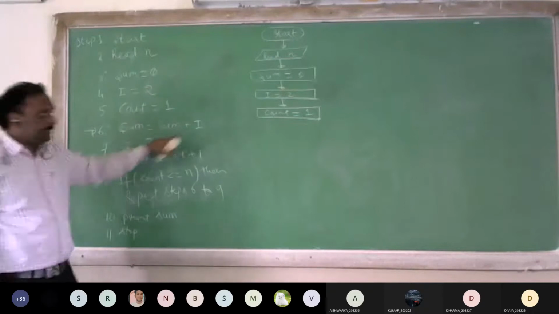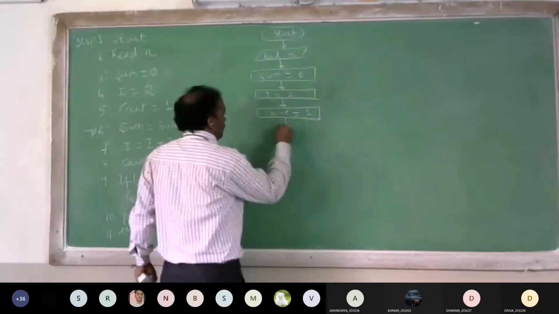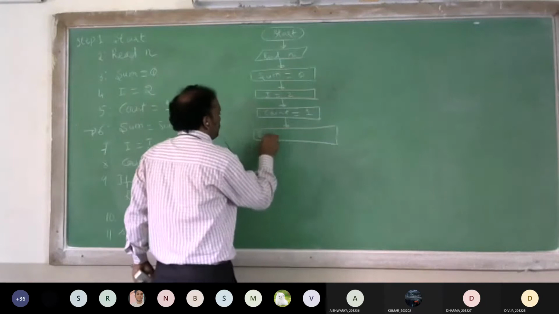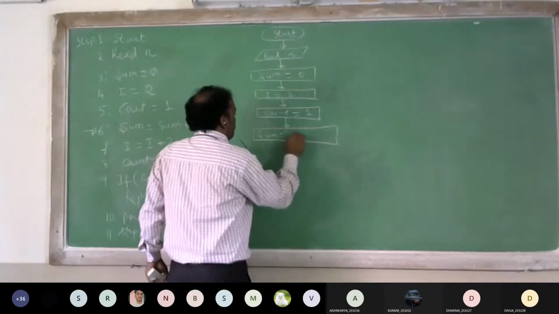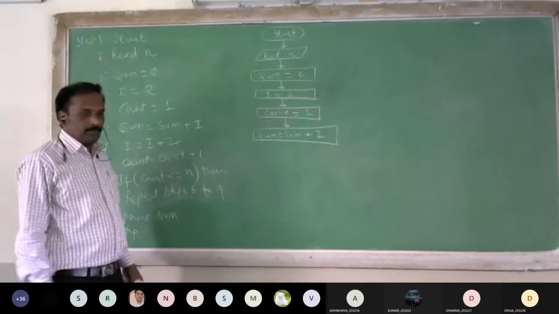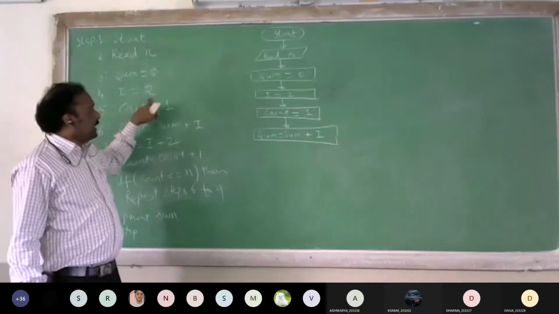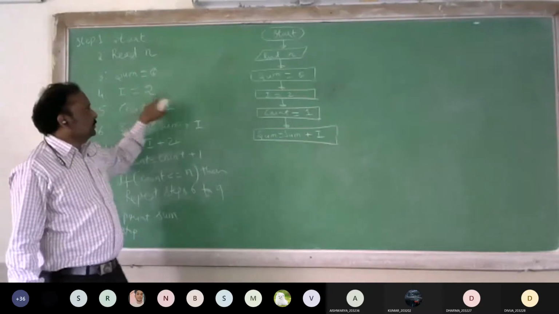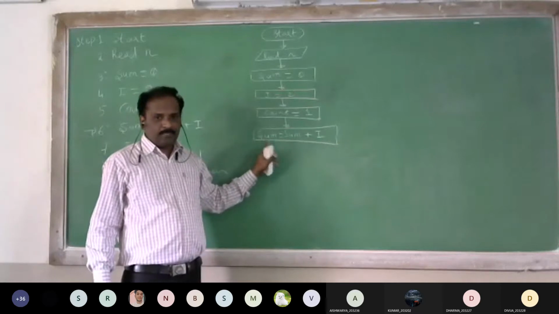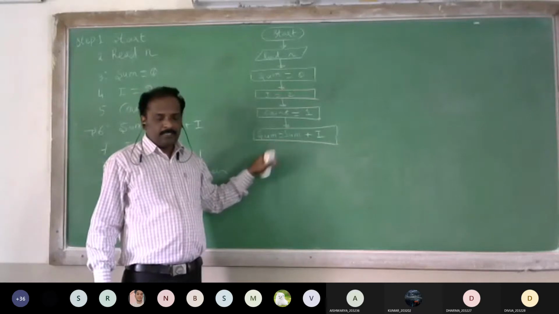This is the calculation part. For the calculation part, what symbol will we use? We will use a rectangle. Sum is equal to sum plus I. So sum is 0, I is 2. We have added this 2 to sum. Now sum will become 2. Now get the next number.